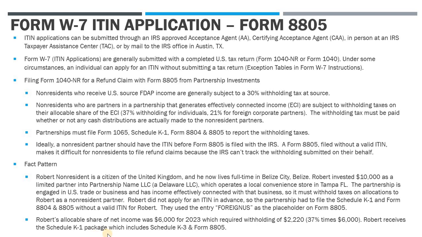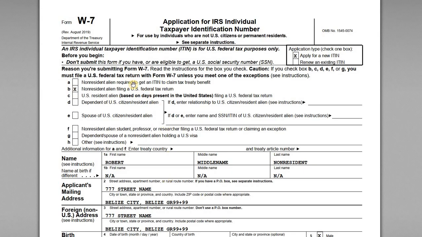So Robert receives that Schedule K-1 package. It includes the K-3 and the 8805, and now he needs to do the W-7 and his Form 1040-NR. So we'll start with the W-7, get this completed, and then we'll look at the 1040-NR and how that's got to be prepped for Robert. So we've got at the top here, we're applying for a new ITIN, and we've checked box B.